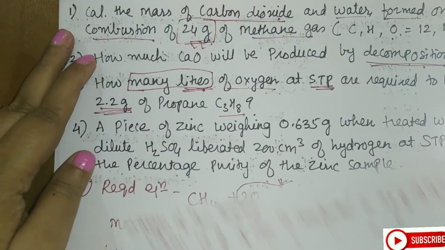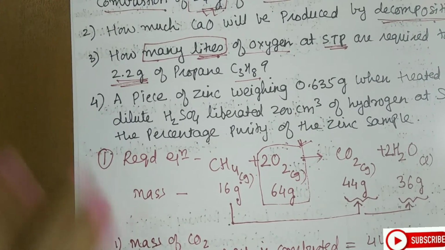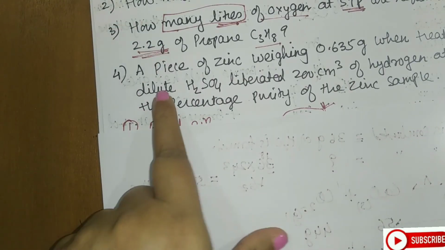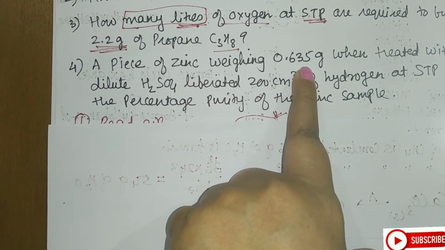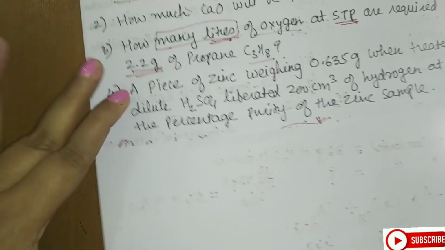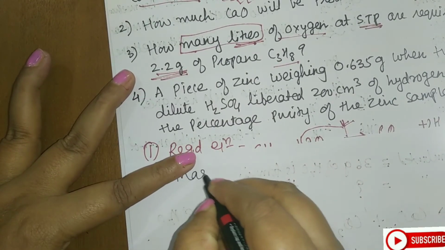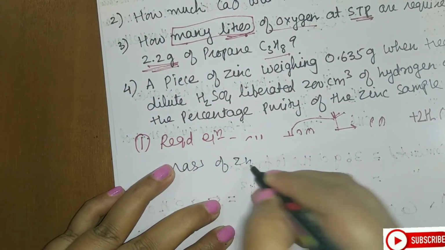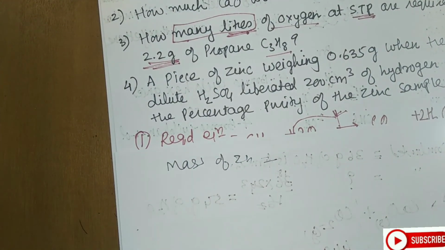Let us move on to the next problem. Now the next problem is a piece of zinc weighing. So they have given the mass of zinc here. So let us write. So the mass of zinc they have given is how much, student?